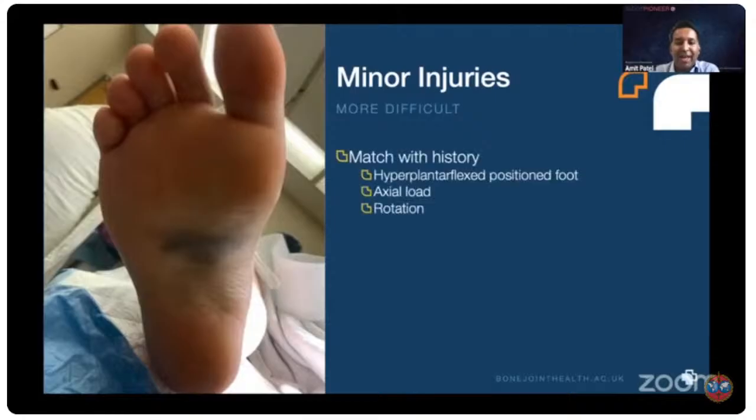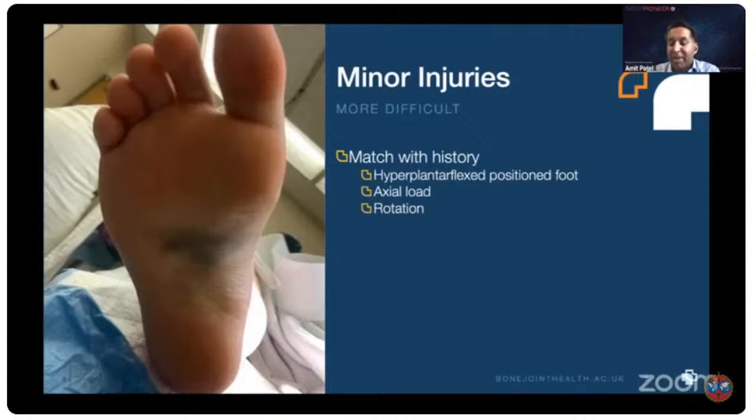And what you want to ascertain is, can that history match with the mechanism, as May showed us, for a Lisfranc injury, that hyperplantar flexed foot with an axial load and often some degree of rotation as well.